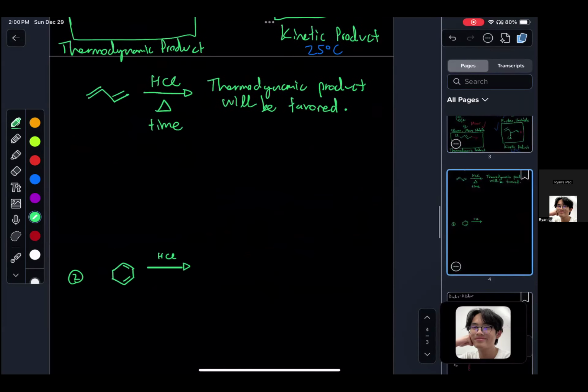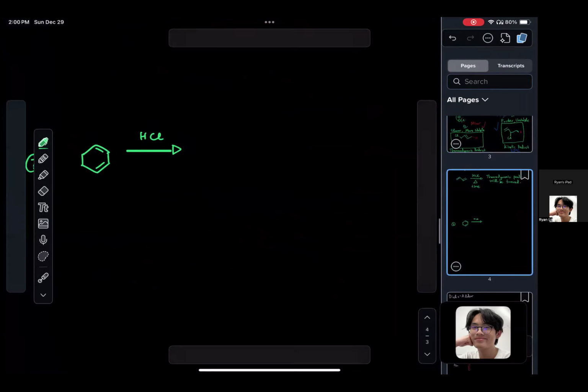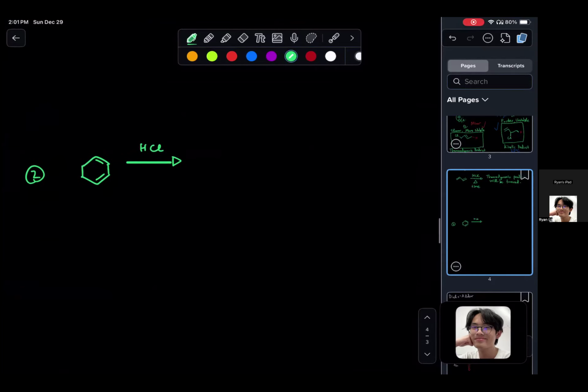And so from here, we're going to do a quick practice problem, and we're going to draw the two possible products out of this and determine which one's major and which one's minor. If you guys want to pause the video and try it on your own, I do welcome you to do so.